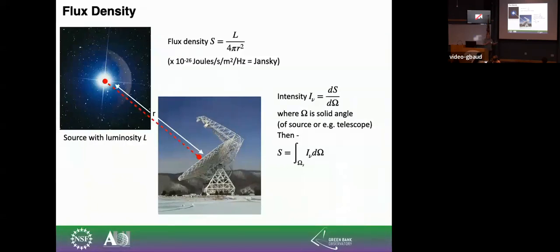In the simplest case, that source is radiating over its solid angle, which is 4 pi steradian. When you're receiving it at the telescope, there's obviously a factor of how much solid angle your telescope is actually covering. And so when we measure a flux density of a source, we have to take that integral over the area of our dish.